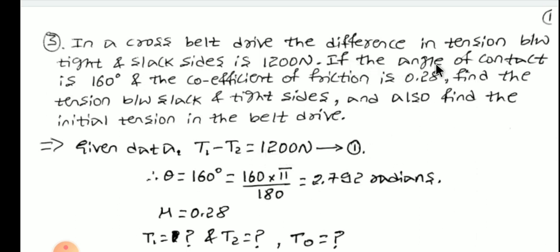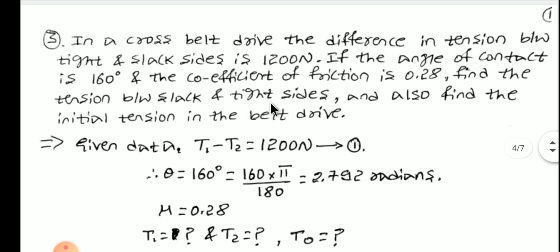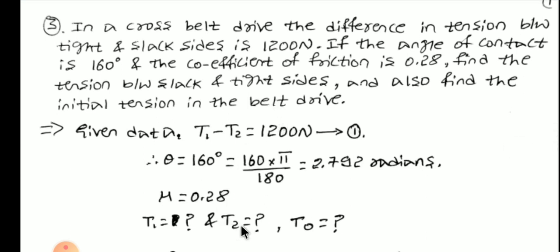If the angle of contact is 160 degree, he has given the angle of contact between the belt and the pulley, and that angle is theta. Theta is equal to 160 degree. And the coefficient of friction is nothing but the mu value. Mu is equal to 0.28. Find the tension between slack and tight side, T2 and T1. And also find the initial tension in the belt drive, denoted by T0.